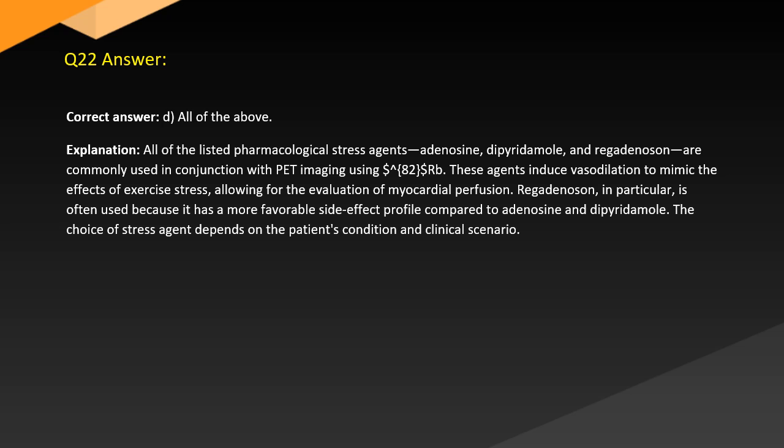perfusion. Regadenoson, in particular, is often used because it has a more favorable side effect profile compared to adenosine and dipyridamole. The choice of stress agent depends on the patient's condition and clinical scenario.